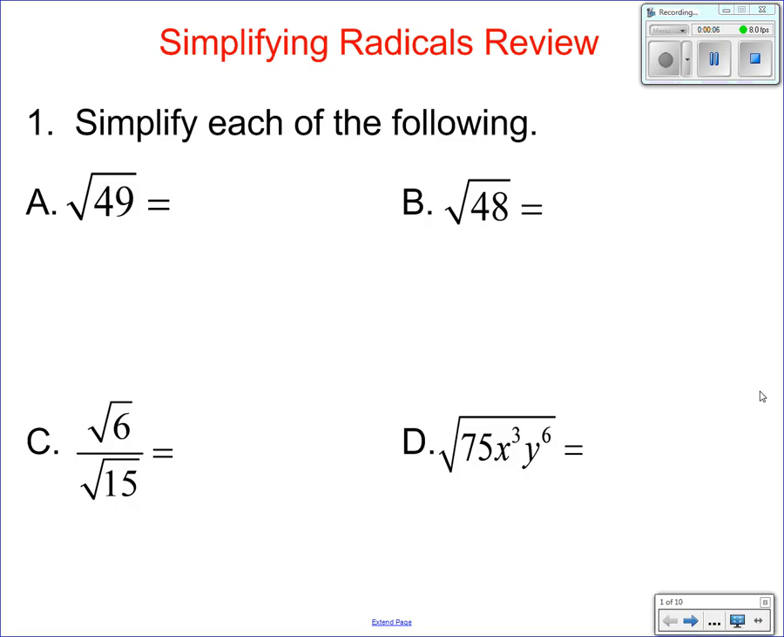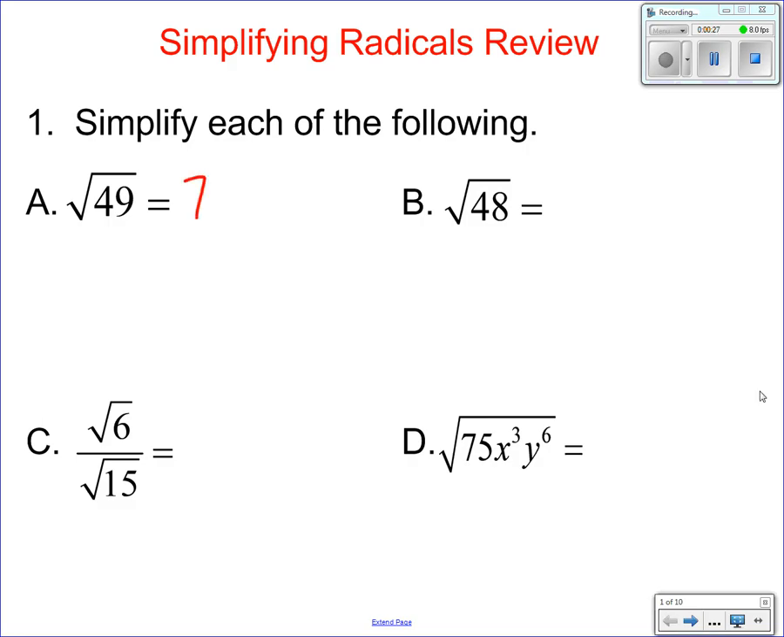Before we start our next chapter, we're going to review simplifying radicals. So remember, a square root symbol means I need two of the same number that multiply to be the number underneath the radical. And we're trying to pull out all the perfect squares. So the square root of 49 is 7.